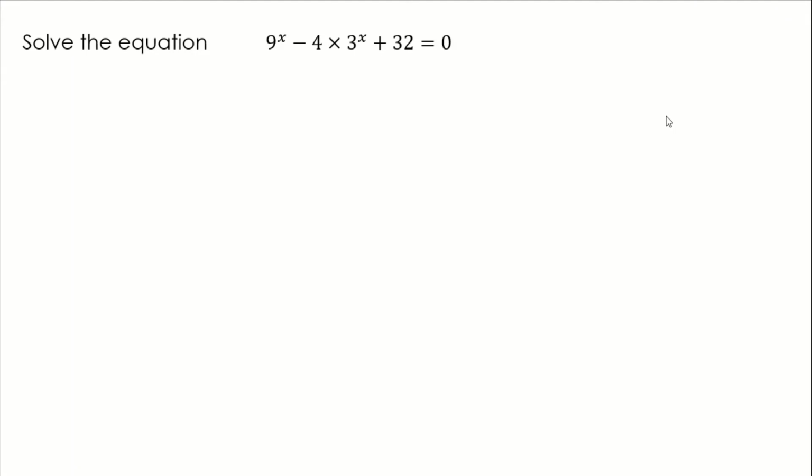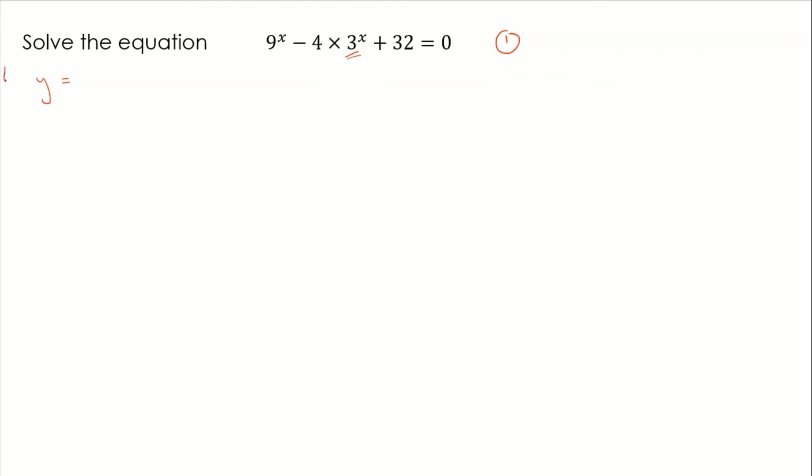Okay, welcome back. So this one now, all right, I can't use the substitution y equals 2 to the x anymore. That doesn't appear in the equation, but 3 to the x does. Okay, and I see 3 squared 9, so I'm thinking this might work.